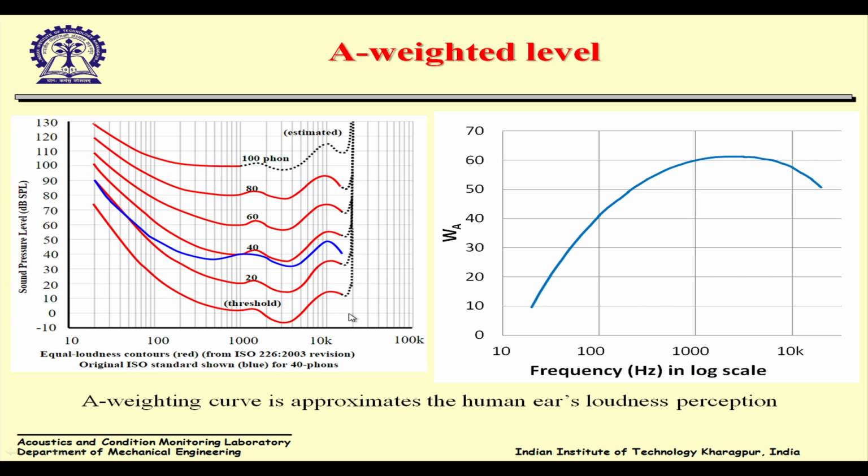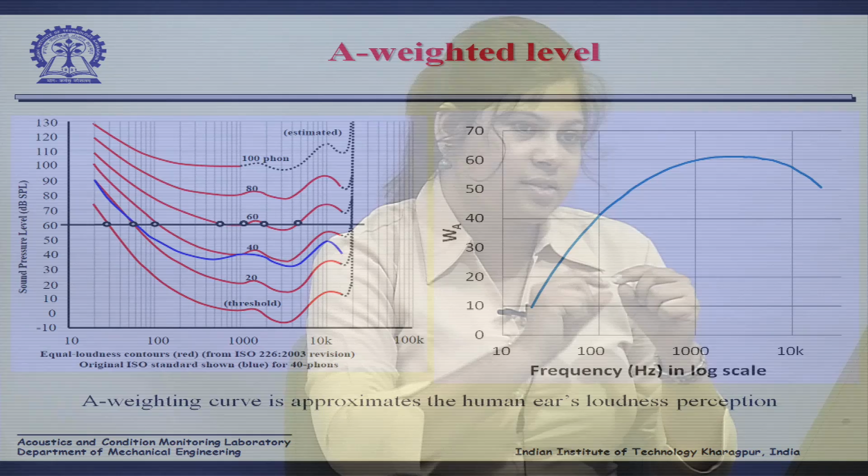So as you can see from the equal loudness contour, this is almost like an inverse of this. So what we do is that if we trace this, okay, a 60 dB sound at 1 Hertz, a 60 dB sound at 2 Hertz, a 60 dB sound at 10 Hertz, 20 Hertz, what will it correspond to in loudness?